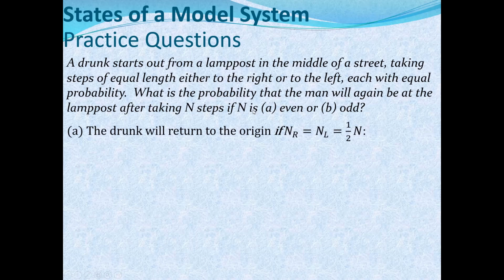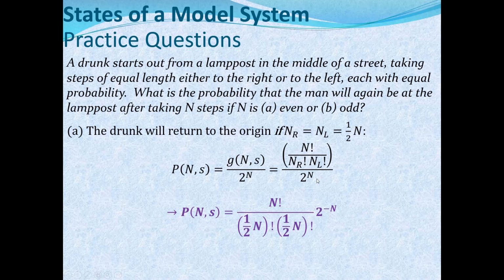So first, if it's even, he can return if the number of steps he takes right and the number of steps that he takes left are equal. So both numbers will have to be 1/2 n. So the probability will be the multiplicity function divided by the total number of states. What I can say is that it's going to be equal to, well, this is the 0 spin excess, if you will. When I take this and plug in the 1/2 n, I'll just get this. There's really not much else that I can do. I can't really simplify this any further.